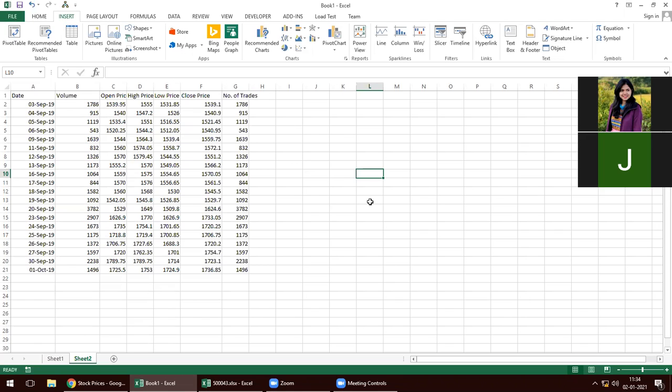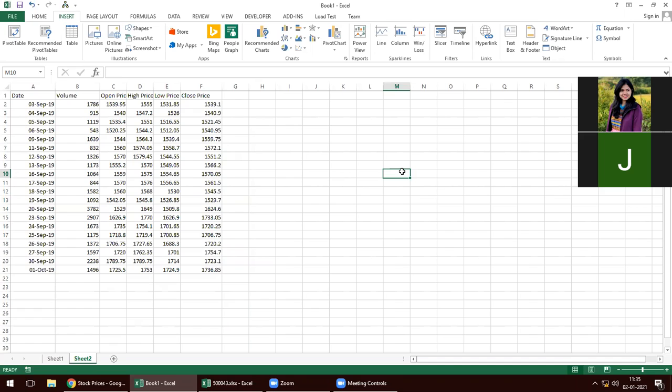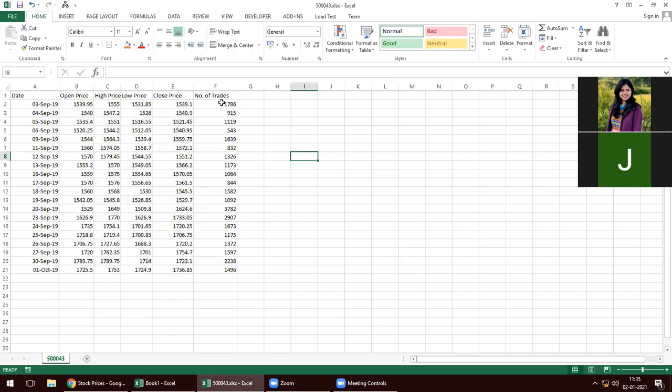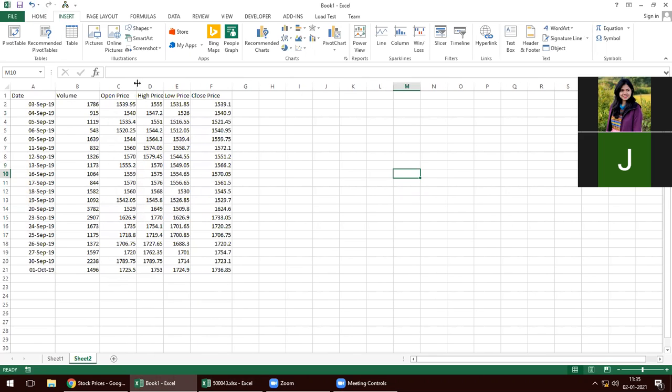Nitya, did you understand? Yes, sir. Good. Now the number of trades column is not essential, so I'm deleting it. Be clear: if you want to prepare the chart along with the volume, the first column is the date and the second column is volume. So you have to bring the volume from the last column to the beginning, because in our raw Excel sheet the number of trades is at the end. The remaining columns are opening, then high price, low price, and closing price.